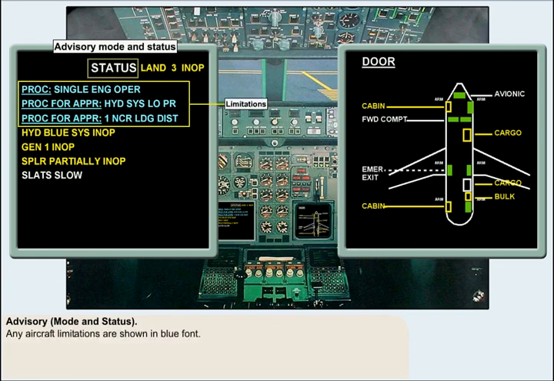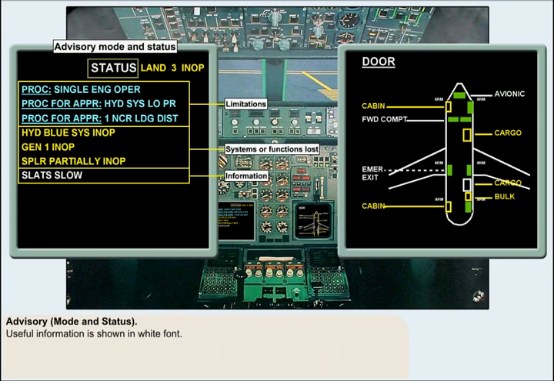This example of an advisory display shows any aircraft limitations caused by the condition of the aircraft in blue font, any systems or system functions which have been lost or affected in yellow font, and any further information deemed to be useful in white.